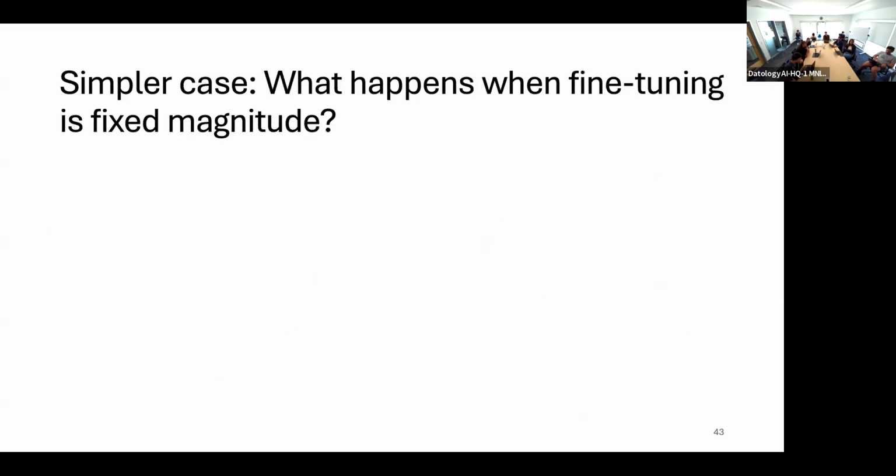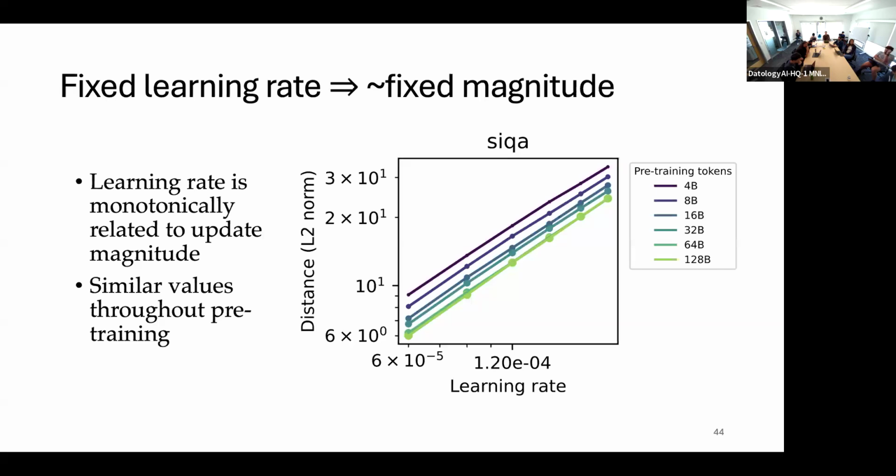So we can control for that by asking what if the fine-tuning were fixed magnitude. And there's an empirically very natural way to do this, which is that if you train with a fixed learning rate, by which I mean that you train with the same learning rate for each checkpoint.